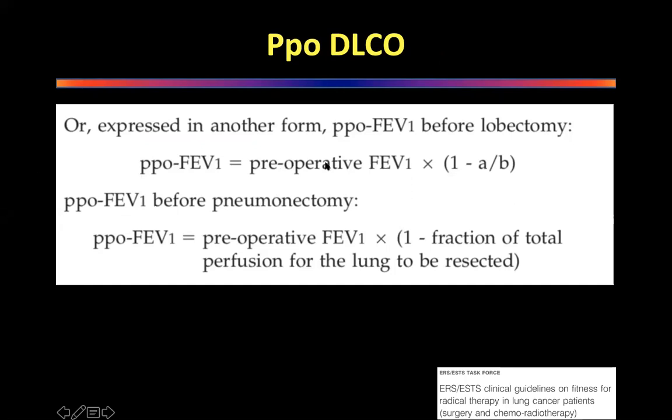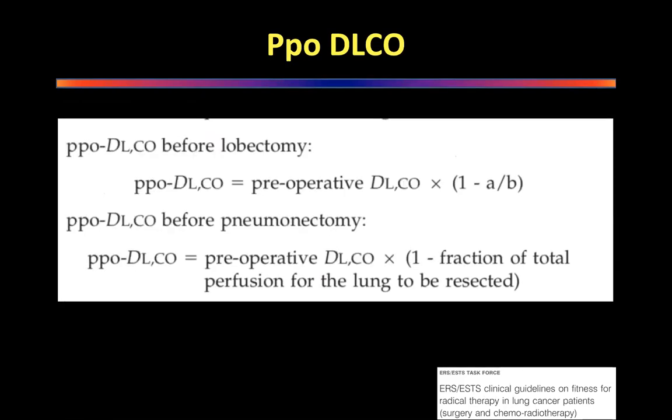So you're actually calculating post-operative FEV1 using the same formula, and for pneumonectomy, particularly when you do ventilation perfusion scans, we calculate the fraction of the total perfusion of the lung that is to be resected. And this is directly from the ESTS, okay? So it's very, very easy to calculate post-operative predicted FEV1. These are the two formulas that you have to use every single time.